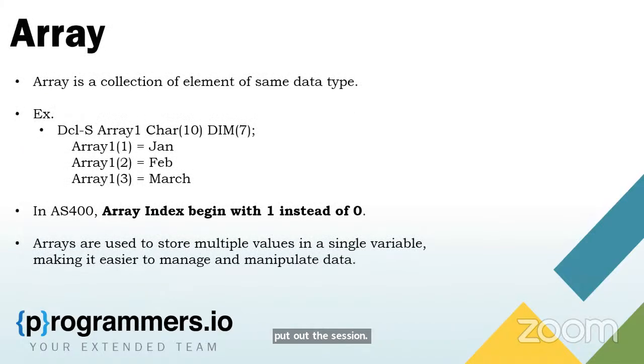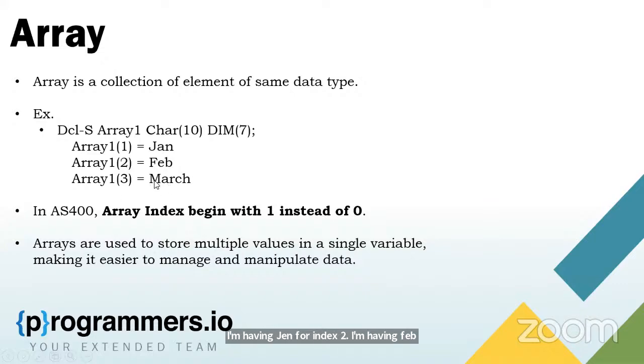So let's start. An array is a collection of elements of the same data type, meaning you can create an array based on character values, or you can create an array based on numeric values. In an example, I have just created an array of 10 characters having the size 7. I have initialized the value for index 1 as Jan, for index 2 as Feb, and for index 3 as March, and so on.